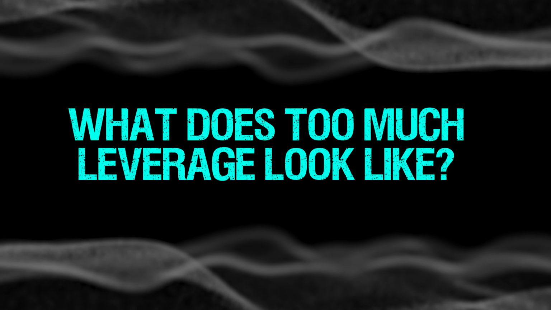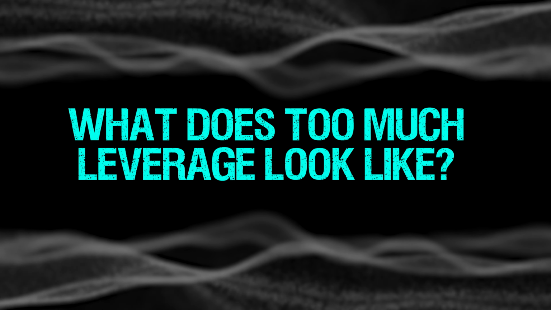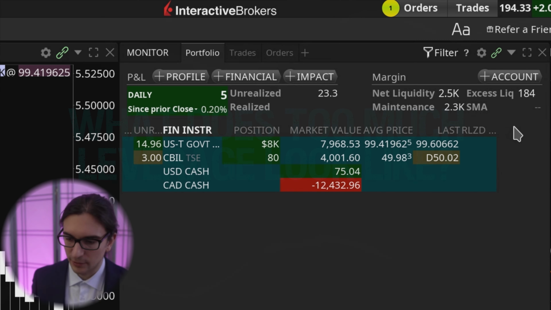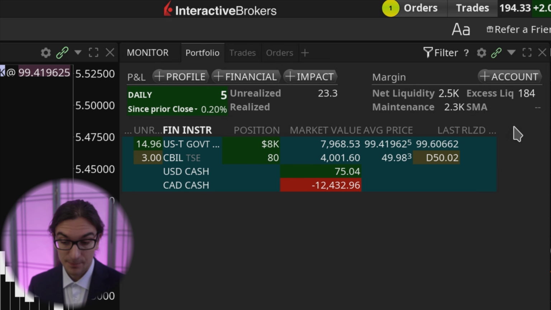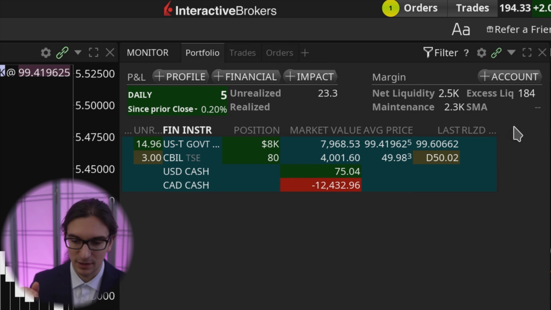Okay, so right here, guys, is a special case example I wanted to demonstrate to you, because this is an example of a trading account where the excess liquidity is quite low, and actually under some circumstances, this would be a high risk scenario to get liquidated. But because of the positions in this account and the kind of positions that they are, it's actually a low risk to be liquidated. So what I've done in this account is I'm invested in treasury bills, Canadian and USD.